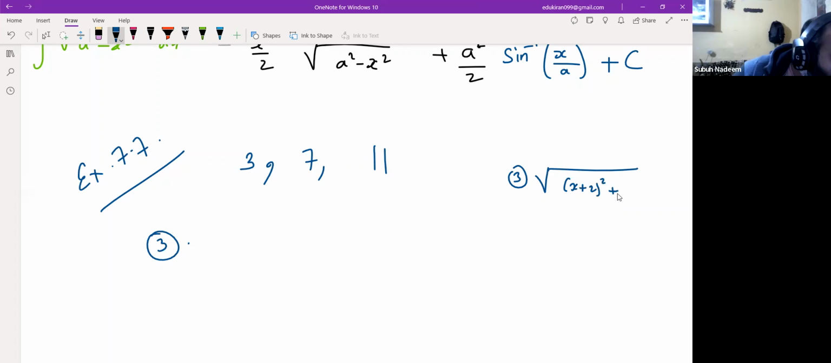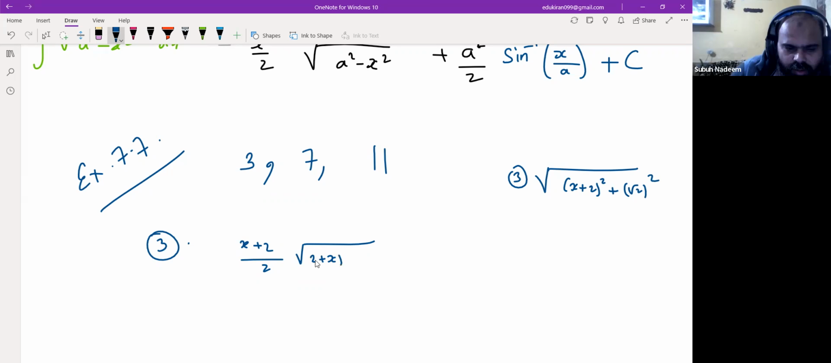So the third one is (x plus 2)/2 into the whole root of 2 plus x square plus 4x plus 4. No, so like 2 plus x square, the normal 2 plus x square. Okay, fine. So it is 2 plus x square, plus 4x plus 4.